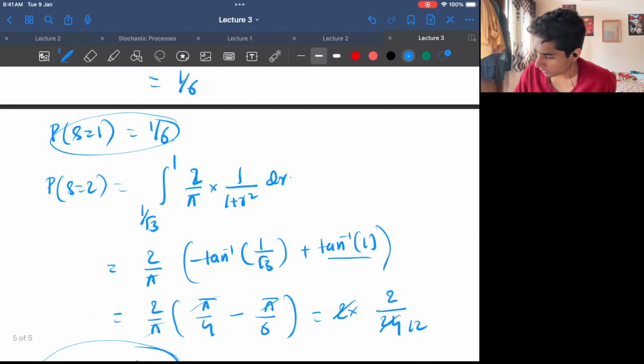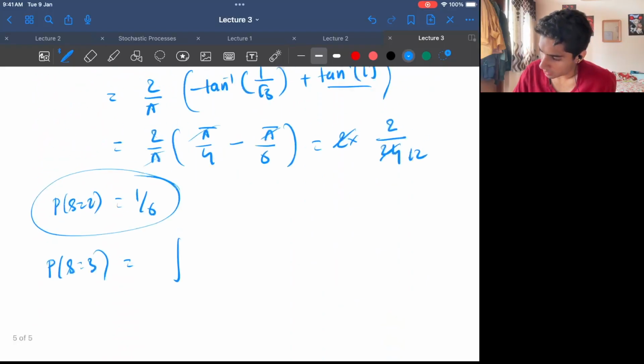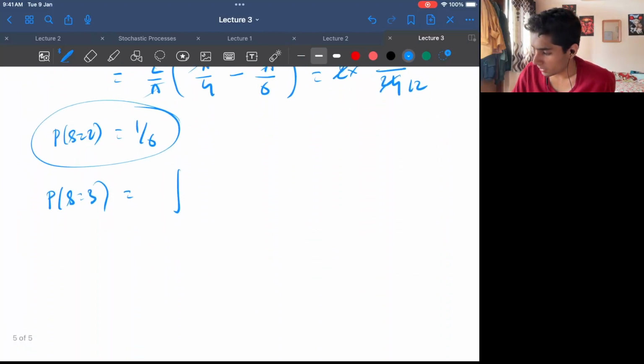So we have P of S equal to 0, S equal to 1, S equal to 2, and now the last thing is the probability of S equal to 3. What is that? Again, for that you have to land in the innermost circle, which is the blue region, right? This part. What is the probability of that?